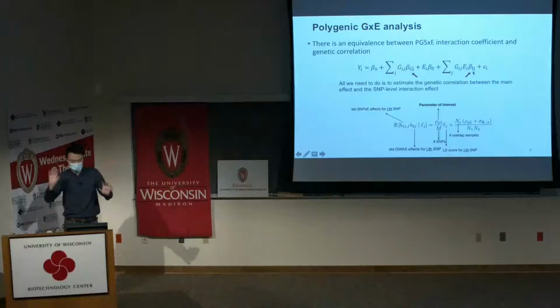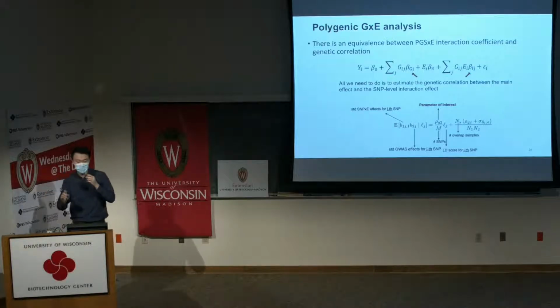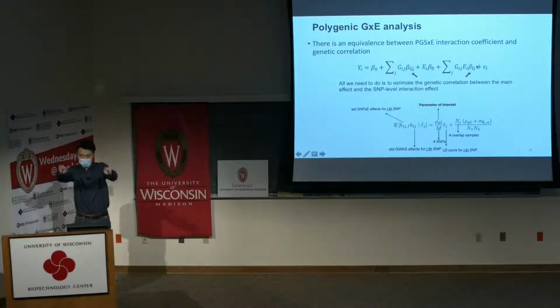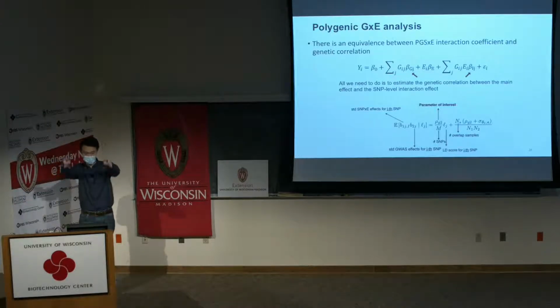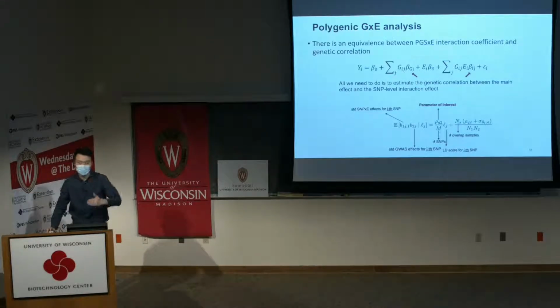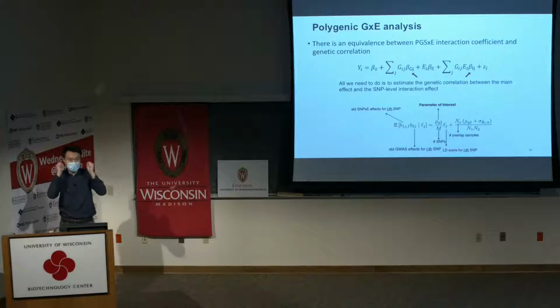Of course, you have some constant involved in this. I'm not showing you all the details. But basically, if you are able to quantify the genetic correlation between beta G and beta I, both of which are very long vectors, right? Very long vectors because they have many, many different SNPs, then you can solve the problem. It's going to be an unbiased estimate of that alpha I interaction coefficient we're interested in testing in the beginning.